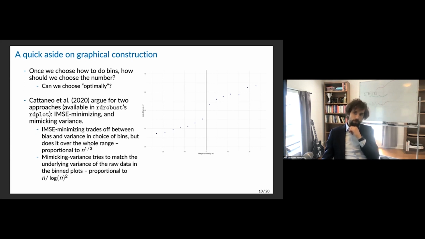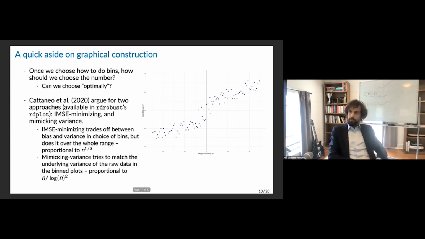The other approach, a relatively new one that I hadn't seen before, is what's called mimicking variance. It's trying to mimic the underlying variance of the raw data in the binned plots. So this is really nice. This is what it looks like in this setting. What it's trying to capture is that when you take these averages, if there's variance, then when you smooth it out and pick small bin sizes, you're really going to kill down the overall variance. And you'd like to be able to show some of that.